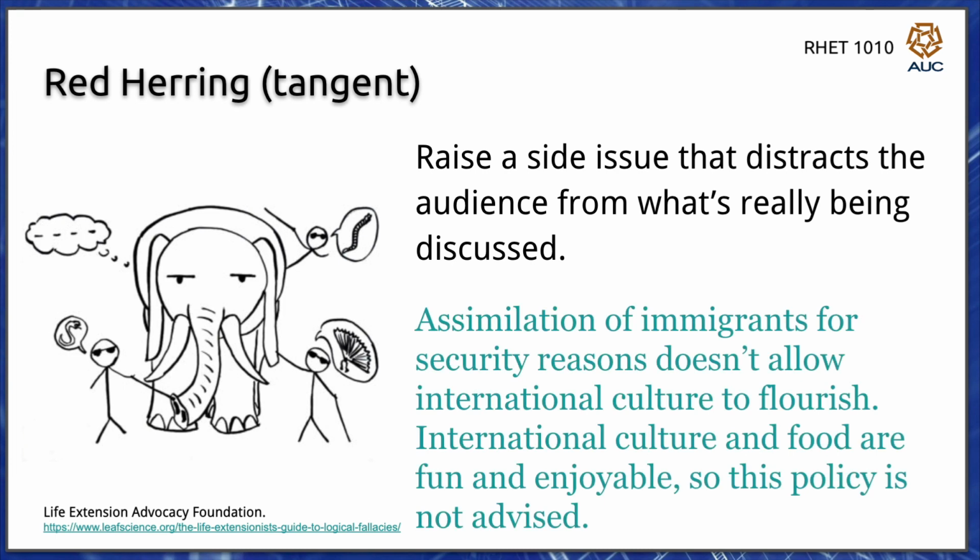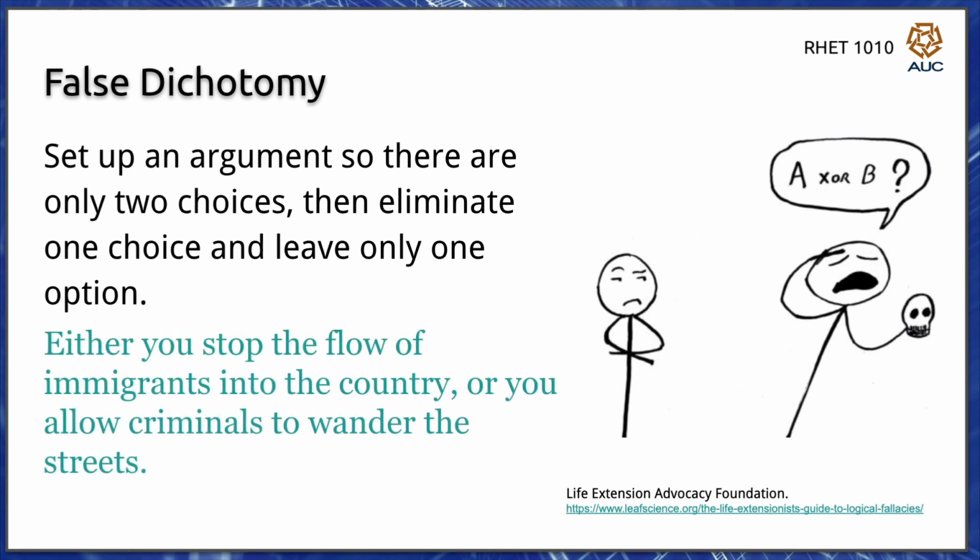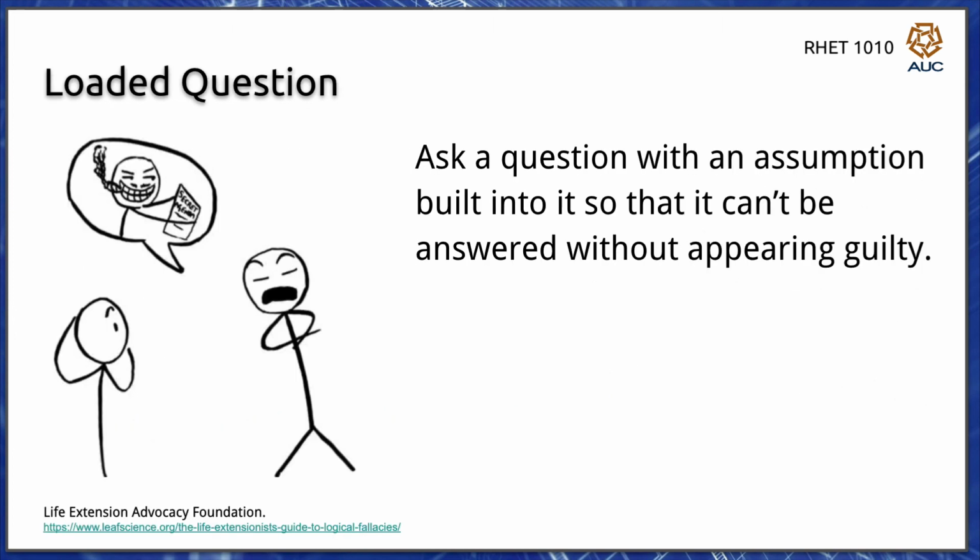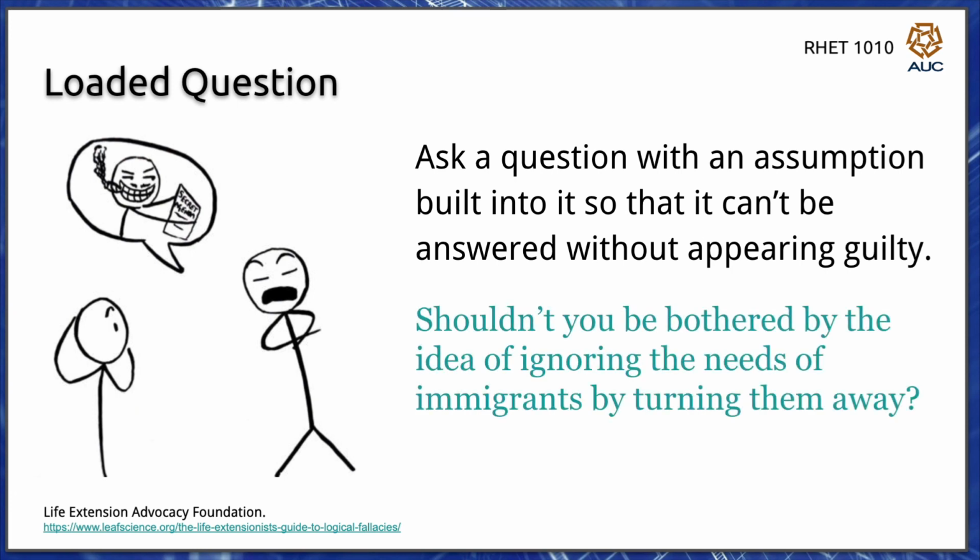The red herring, raising a side issue that distracts the audience from what's really being discussed. The false dichotomy, setting up an argument so there's only two choices, then eliminating one choice and leaving only one option. And the loaded question, asking a question with an assumption built into it so that it can't be answered without appearing guilty. Those are the 12 logical fallacies that you need to know for this class.